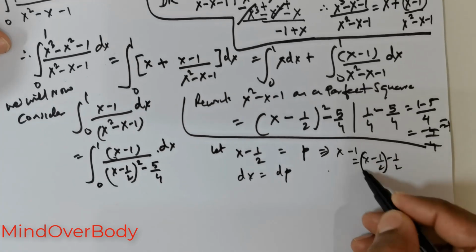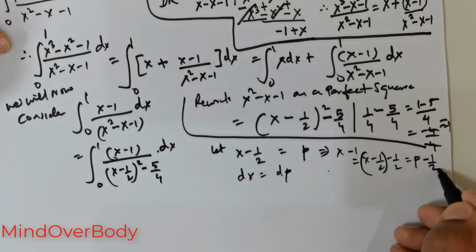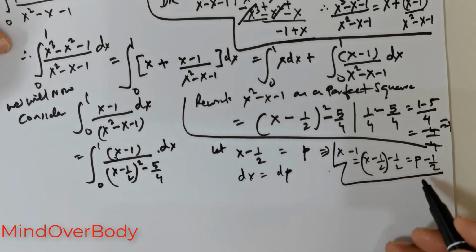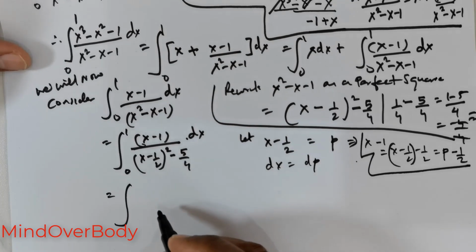Fair enough, right? So x negative 1 over 2 can now be replaced with p. So you get p negative 1 over 2. So in place of x negative 1, I'm going to substitute p negative 1 over 2. So let's do that. I will come back to the limits within a minute.